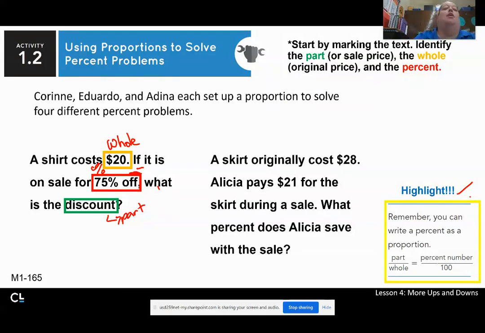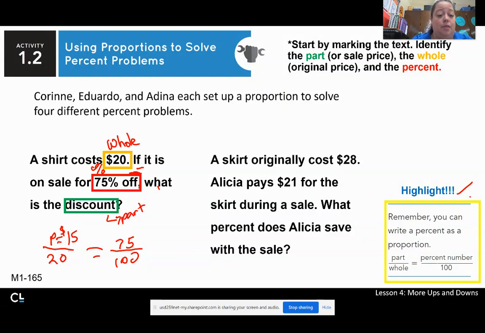So what's interesting is they're asking for the part. I'm going to set this up the same. So we know this is going to be 100. We have 75, and then 20, and we're looking for the part. 20 is our whole. So again, this is where I pull out my calculator. What two numbers am I going to multiply? Nice, yes. 75 times 20. And then I'm going to divide by 100. So that gives me 15. So our part is $15. So my discount is $15, which kind of makes sense.